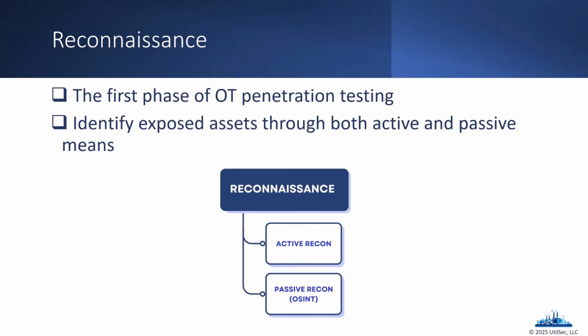So we don't focus as much on active reconnaissance in this course, because we're really focused on passive reconnaissance. We don't want to send packets towards a target environment, because what if those packets were to cause some type of issue with that asset, and then it has this rippling effect where it impacts the availability of the process or the equipment that asset is responsible for monitoring and controlling.